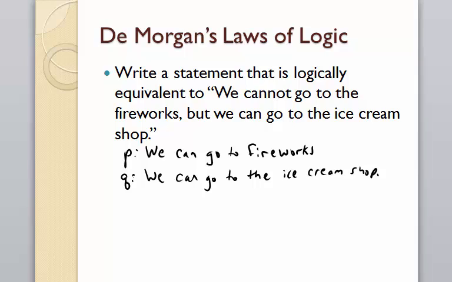And let's take our statement and transform it into a symbolic statement. It begins with, we cannot go to the fireworks, which is a negation of P. Remember that the but is another way of talking about and. And so we'll use the symbol for and. We can go to the ice cream shop, which is Q.